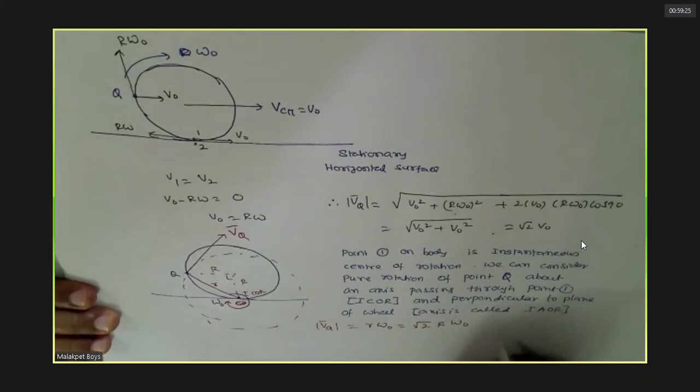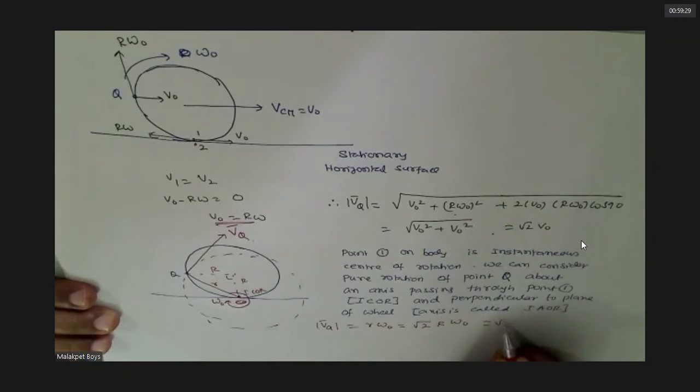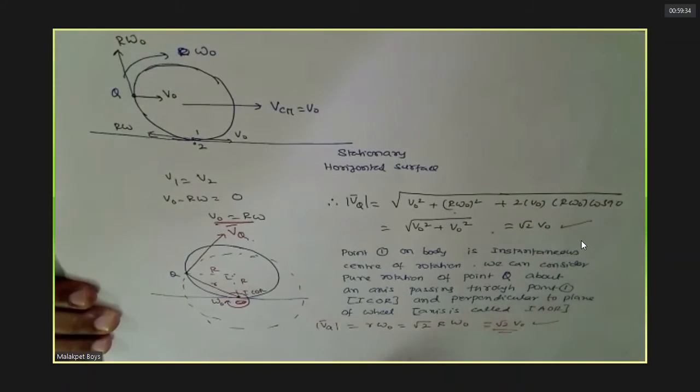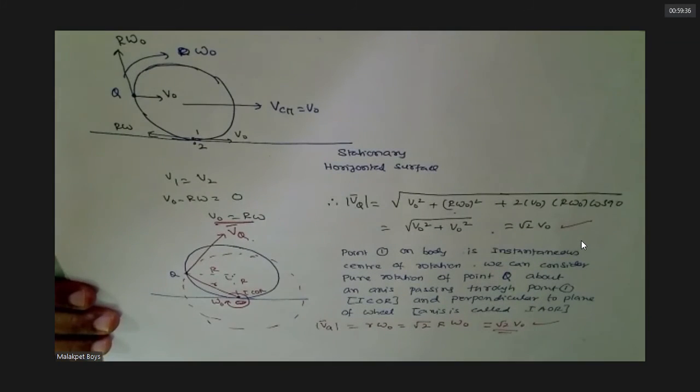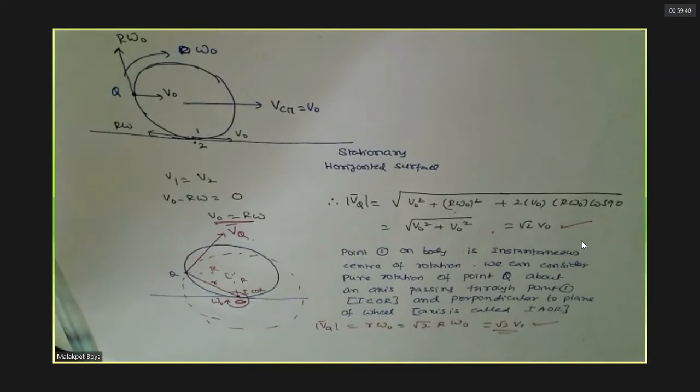Do you agree with this? Now you know what V naught is, R omega. Same thing, you got this and this. So we got the same. This will be easy because only rotation is considered, whereas there it is rotation as well as translation.